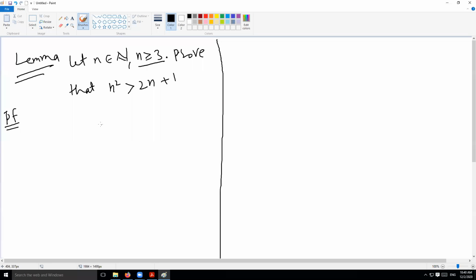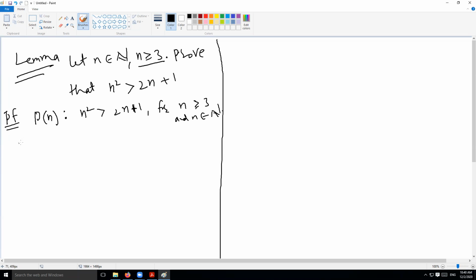So let's prove it. And how should we prove? First of all, let's give the given statement a name. Let's call it P of n, and P of n is that n square is bigger than 2n plus 1. That's the statement that I have to prove for n bigger than or equal to 3, and obviously n are natural numbers.